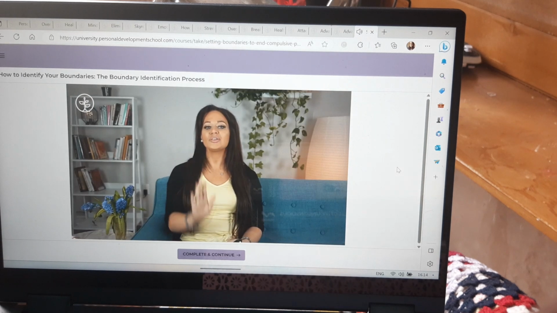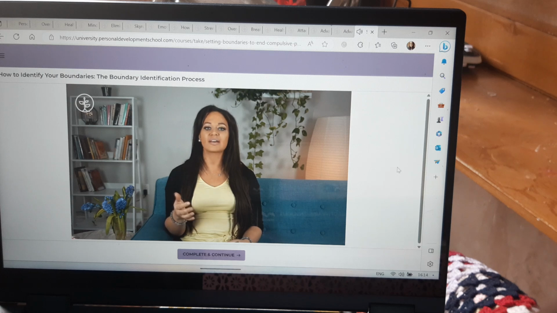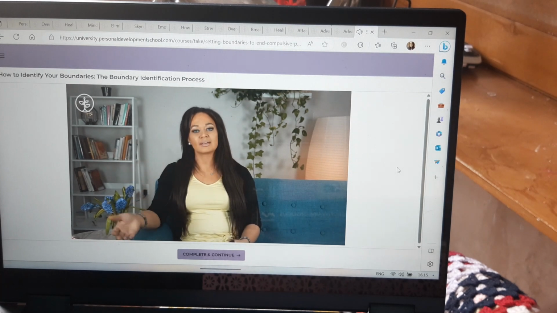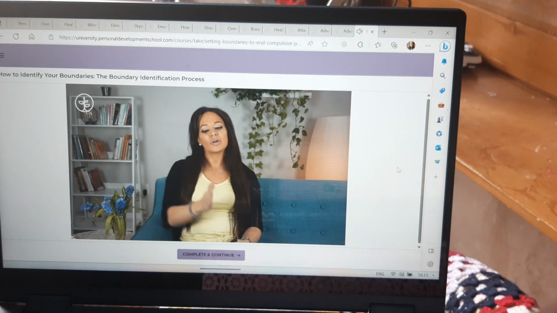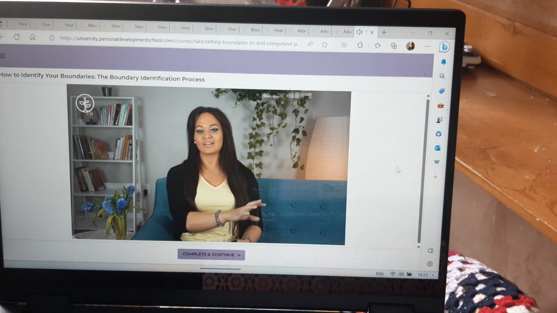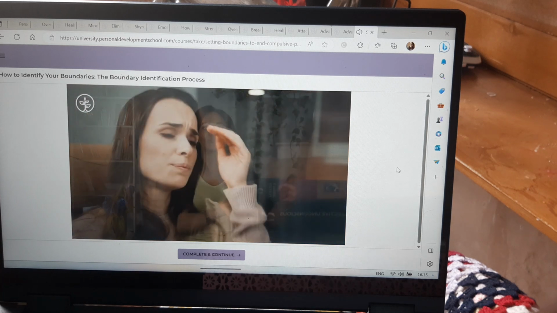Okay? So you can use the boundary identification process. It's very simple, but it's profoundly effective. You can use it in a very specific place where you're already clear that a boundary is violated, or you can use it to review your day and see where there was any negative emotion or feeling and see what boundary was violated and what you needed instead in that area.